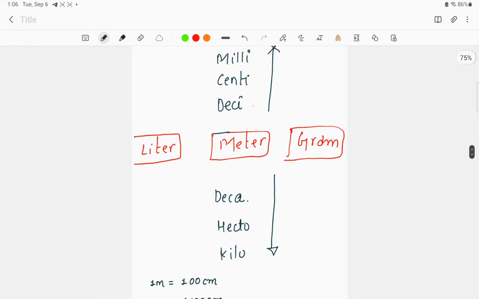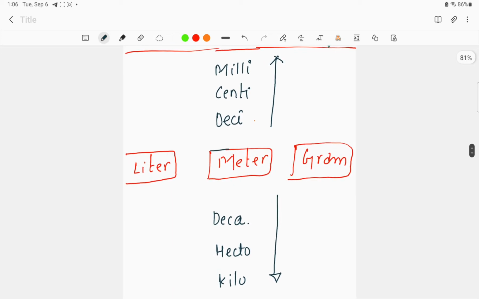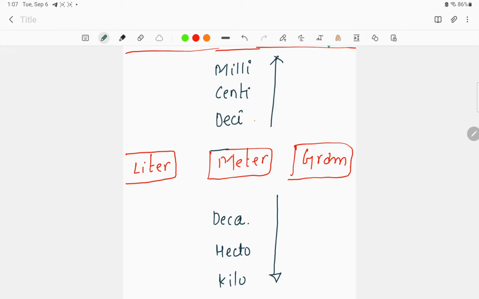Now this is a trick I have used over here, for how to convert liter, meter, gram into deci, centi, milli, or deca, hecto, or kilo. How to convert one unit into another, for that I have used a trick. Let's go through it once, right? Now, liter, meter and gram, we have used this in one line.